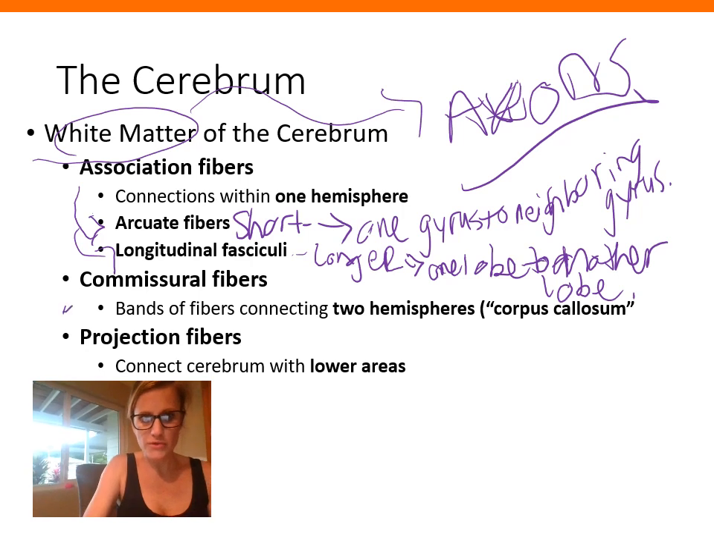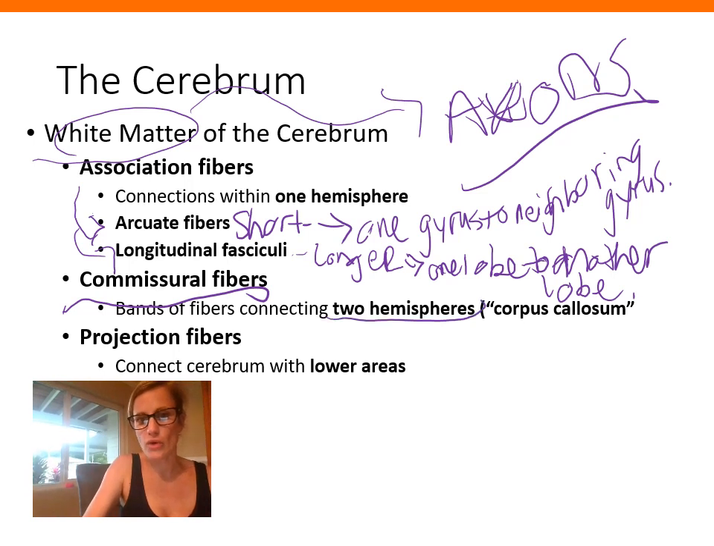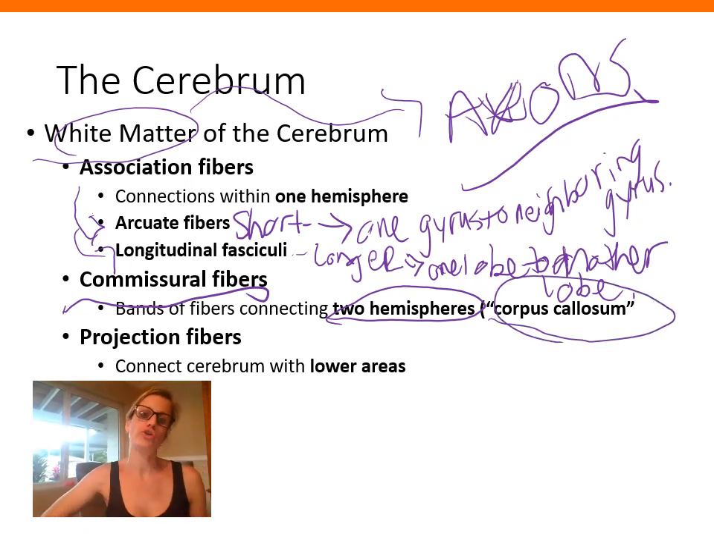Commissural fibers are bands of white matter, right? Bands of axons that connect the two hemispheres to each other. So they go back and forth between the left and the right hemisphere. This is how the hemispheres can communicate with each other. The corpus callosum is the largest of these commissural fibers.